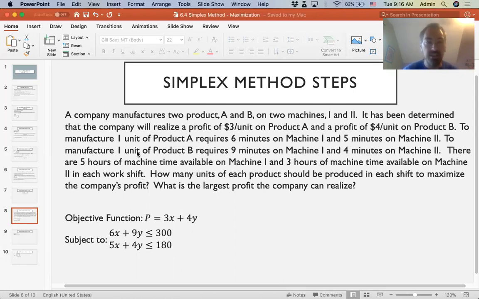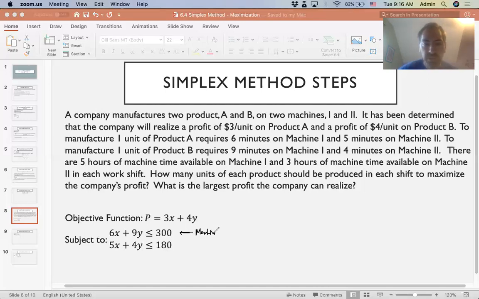Now, it says that to manufacture 1 unit of product A requires 6 minutes on machine 1, 5 minutes on machine 2. To manufacture 1 unit of product B requires 9 minutes on machine 1 and 4 minutes on machine 2. Okay, so this first one is for machine 1. X represents product A, Y represents product B. Second inequality is machine 2.